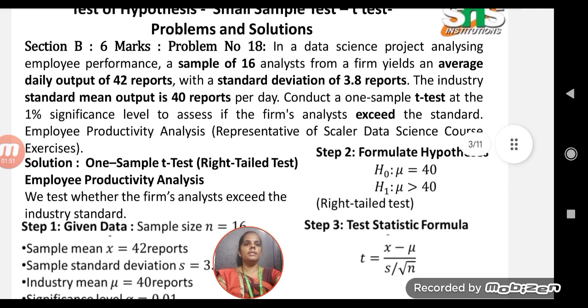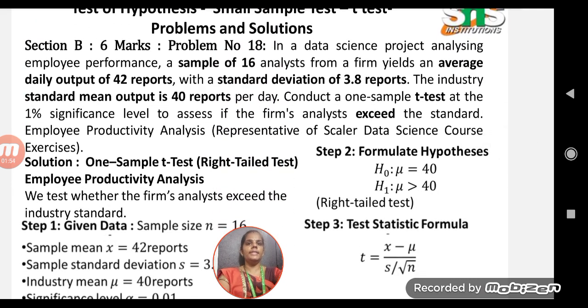And the second problem is: in a data science project analyzing employee performance, a sample of 16 analysts from a firm yields an average daily output of 42 reports with a standard deviation of 3.8. The standard mean is 40 reports. Conduct a one sample t-test at 1% level to assess whether the firm's analysts exceed the standard or not.